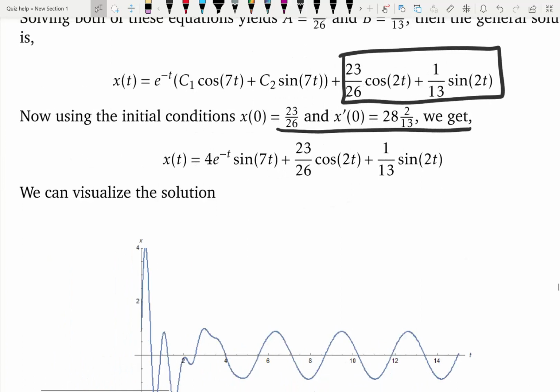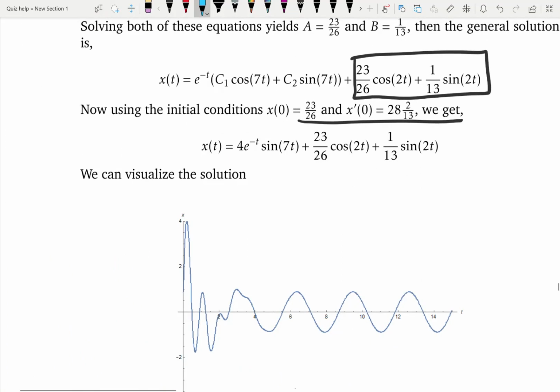So let's focus on the final solution. What I highlight in blue color is the particular solution. What I have in red here is the complementary solution. Here's the question: what is the eventual behavior, or what is the limit of this solution? What is the limiting behavior?